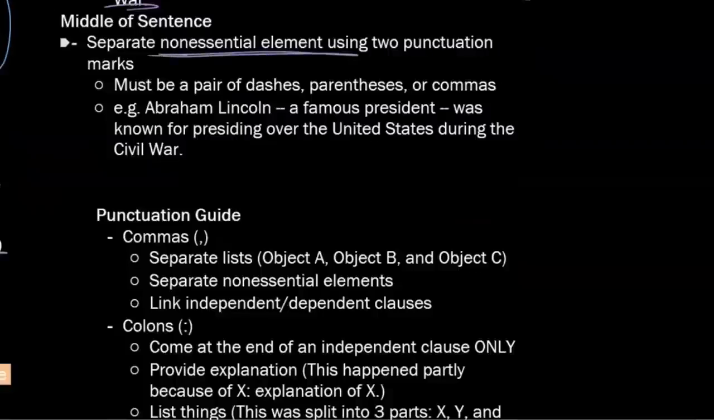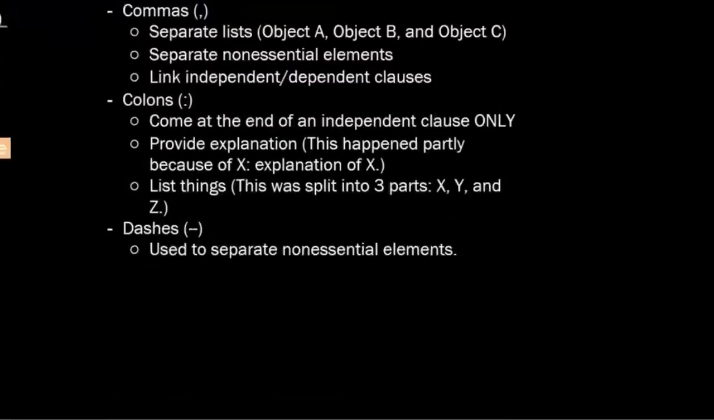If it's in the middle of a sentence, you separate your non-essential element using two punctuation marks. Again, must be a pair of dashes, parentheses, or commas. So I could make this parentheses, I could make this commas. Okay? They're only going to give you one option that's correct. So this also must match this. I cannot have a dash and then like a comma. It just doesn't make sense. So Abraham Lincoln, a famous president, was known for presiding over the United States during the Civil War.